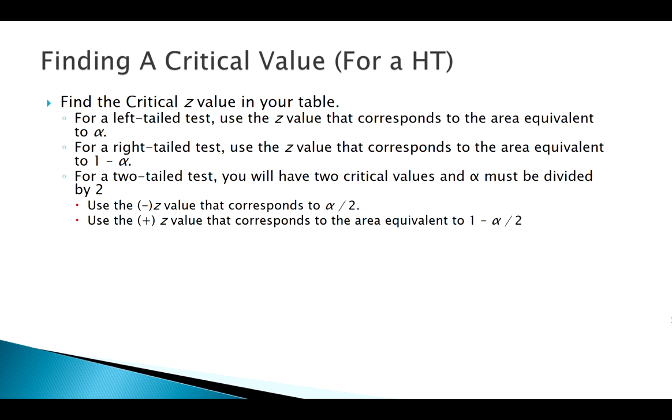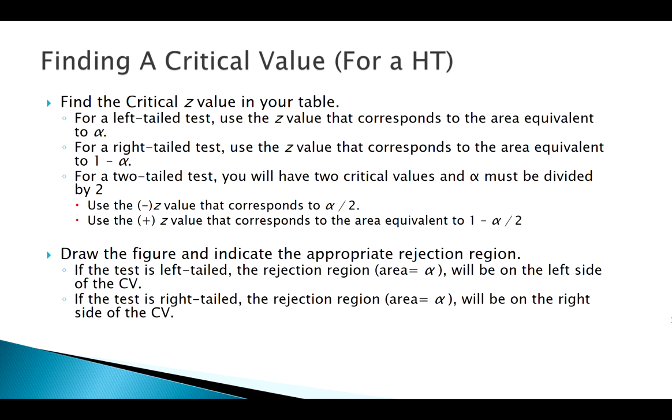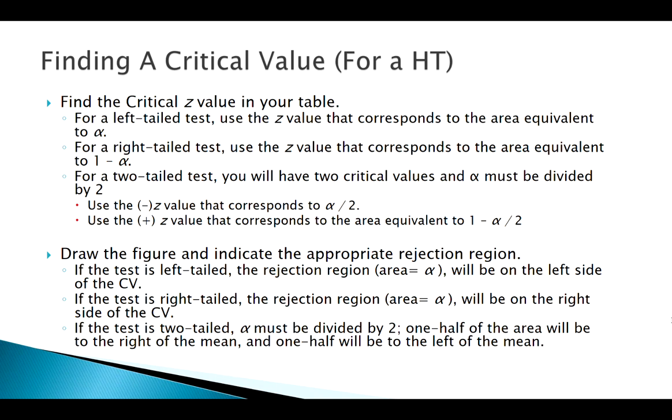Okay, so once you've established your critical value, then you draw your rejection region. If it's a left-tailed test, your rejection region is the area to the left of your critical value. If it's a right-tailed test, your rejection region is the area to the right of your critical value. If it's a two-tailed test, it's the area outside the negative and positive.